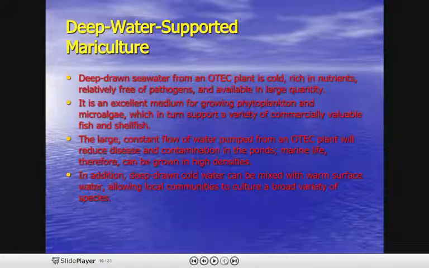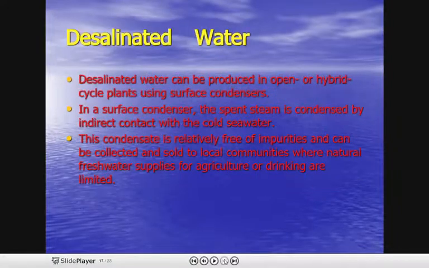In addition, deep ground cold water can be mixed with hot surface water, allowing local communities to culture a broad variety of species. Now, desalinated water. Desalinated water can be produced in open or hybrid cycle plants using a surface condenser. In a surface condenser, the spent steam is condensed by indirect contact with the cold sea water. This condensate is relatively free of impurities and can be allocated and sold to local communities where natural freshwater supplies for agriculture or drinking are limited.